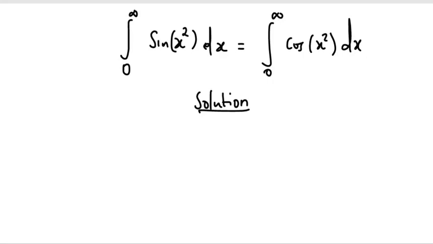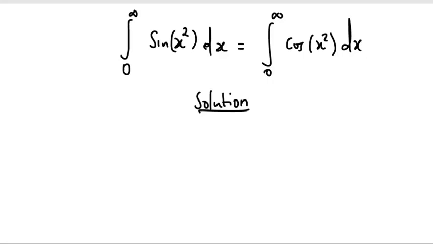Hello, you're welcome. Today we have these two Fresnel integrals: the integral from 0 to infinity of sine of x squared dx, which is equal to the integral from 0 to infinity of the cosine of x squared dx. In this video we're going to make use of the Mellin transform.